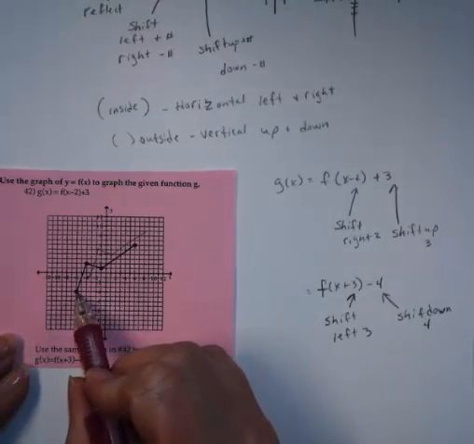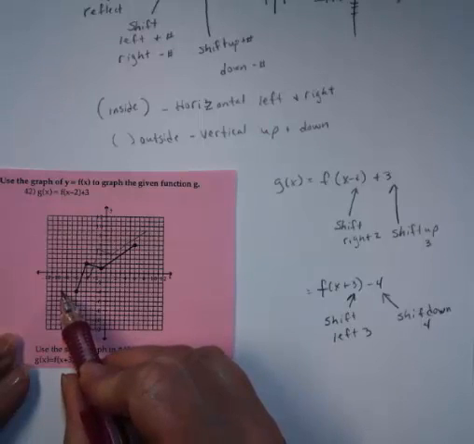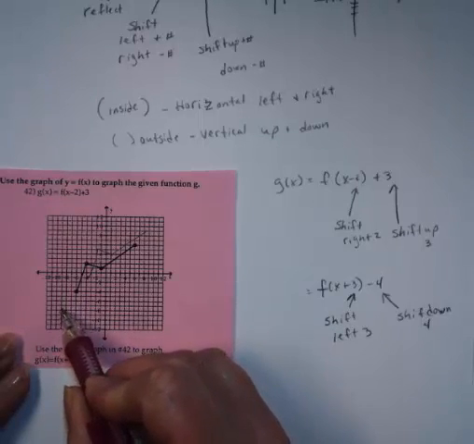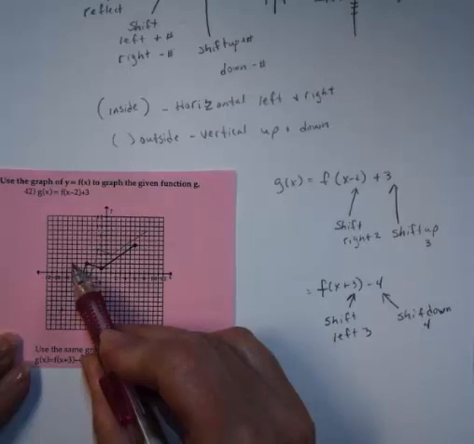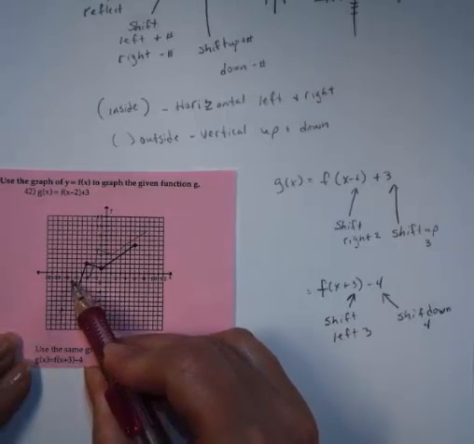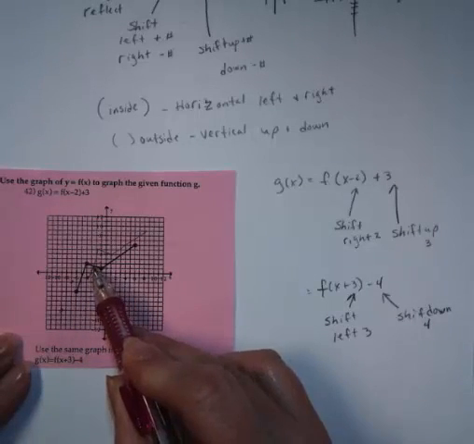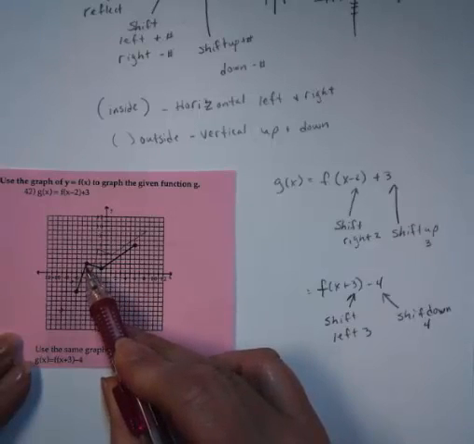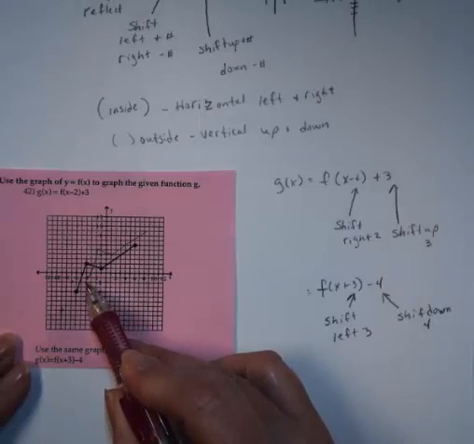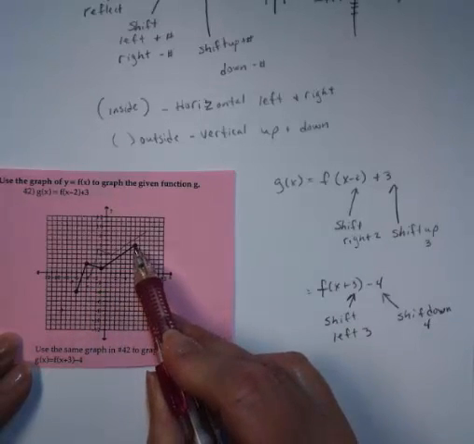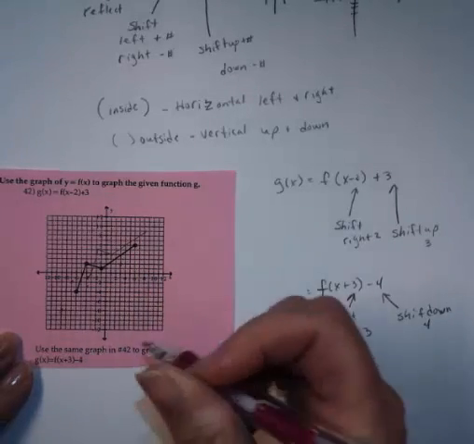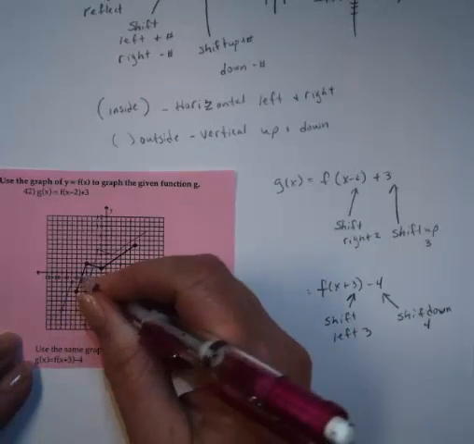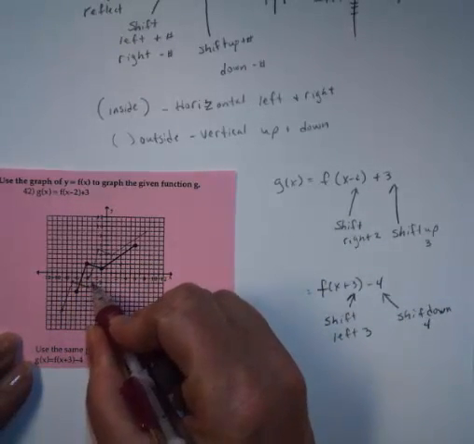So here we would go left 3, so 1, 2, 3, and down 4, 1, 2, 3, 4. Again, left 3, 1, 2, 3, and down 4, 1, 2, 3, 4. Left 3, 1, 2, 3, and down 4, 1, 2, 3, 4. So here we're going up, we're going down, and we're going back up again.